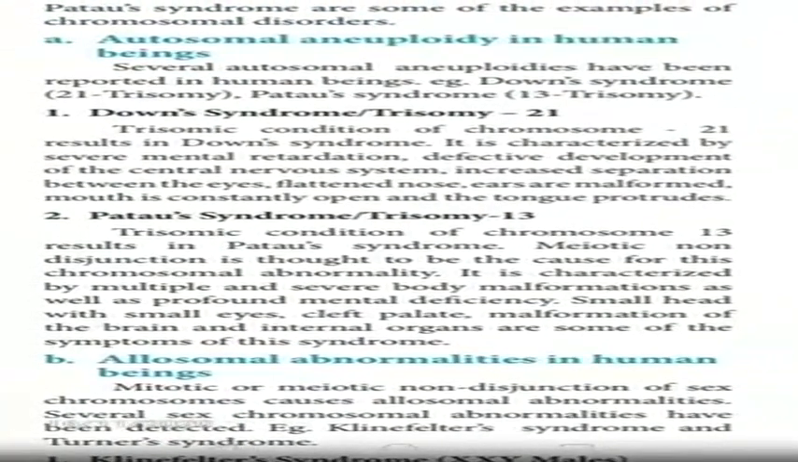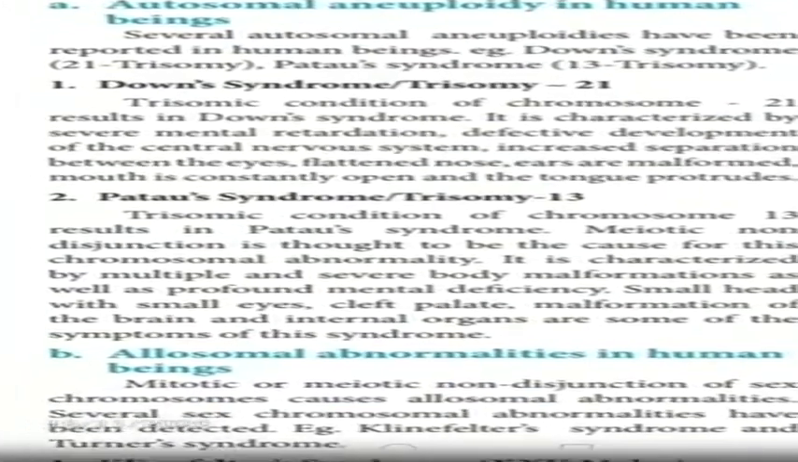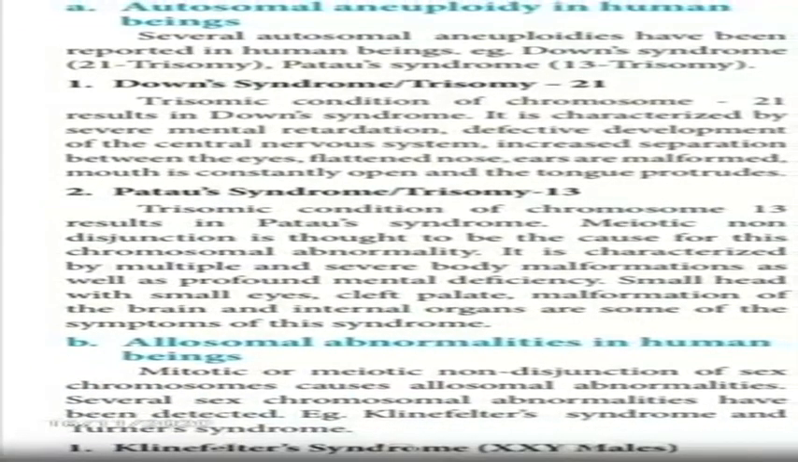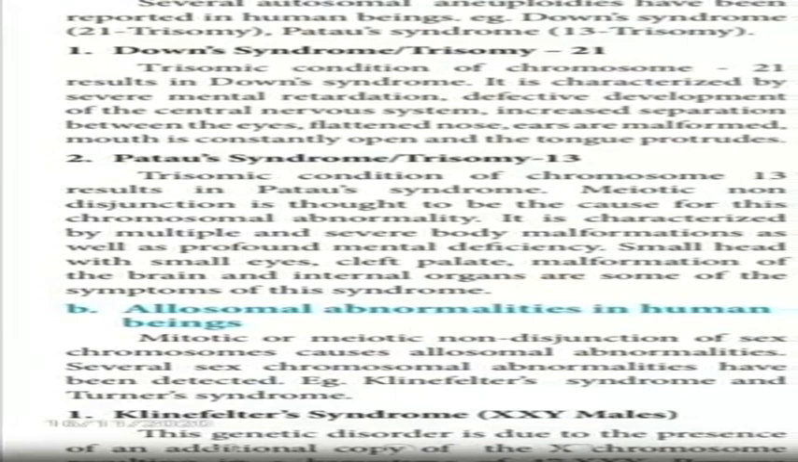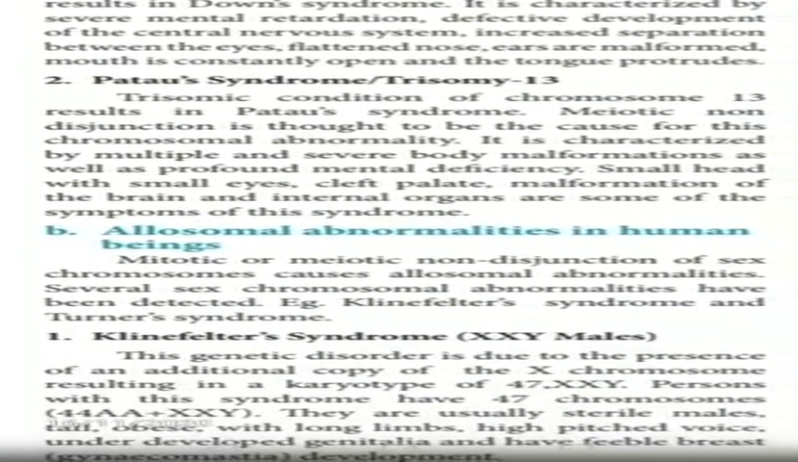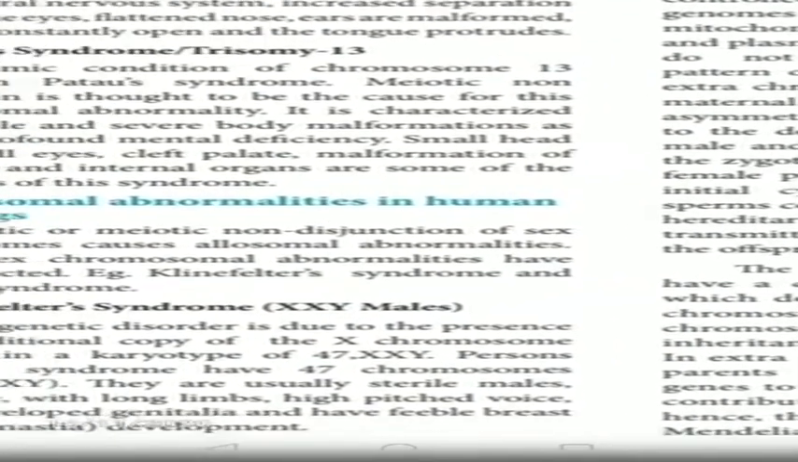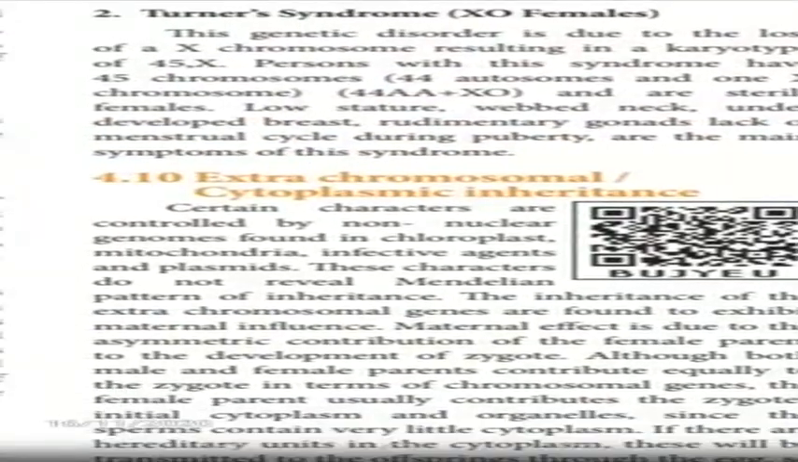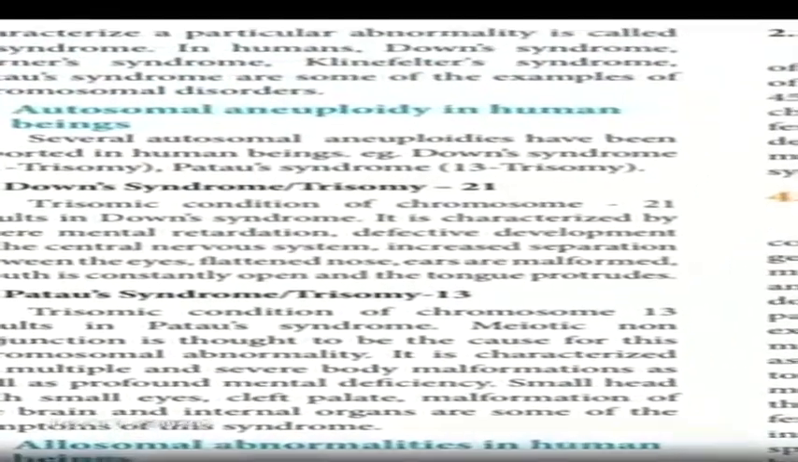The autosomal aneuploidies in human beings are Down syndrome, or trisomy 21, and Patau syndrome, or trisomy 13. The allosomal abnormalities in human beings are Klinefelter syndrome, which occurs in males, just repeat after me, and Turner's syndrome, which occurs in females. We will go through the chromosomal abnormalities in the next chapter.